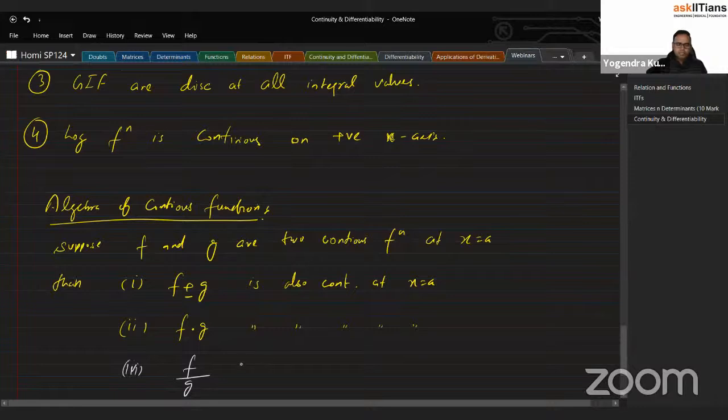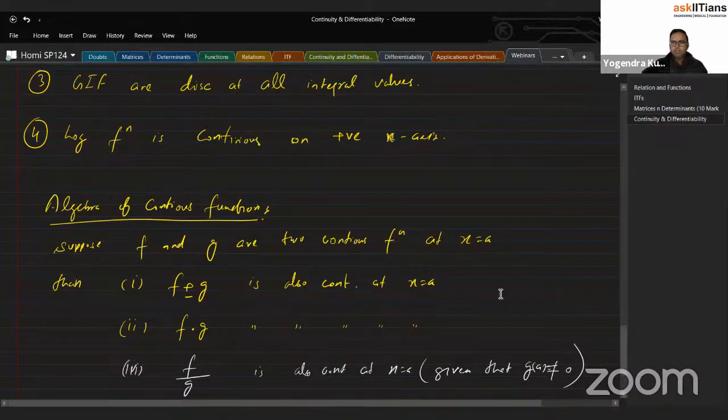So f divided by g is also continuous at x equals a, given that g of a is not equal to 0. That's what we need to write down.